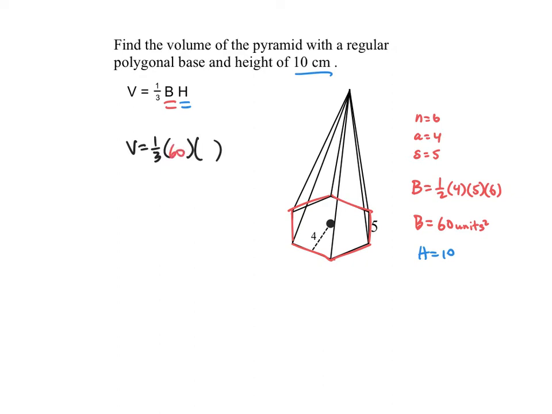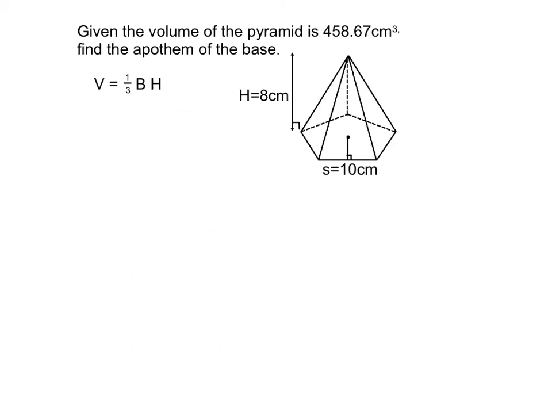Nice numbers here. We were very nice to you. And it looks like our volume comes out to be 1/3 of 600, which will, of course, be 200. Looks like centimeters to the 3rd power. All right, let's continue with another example.